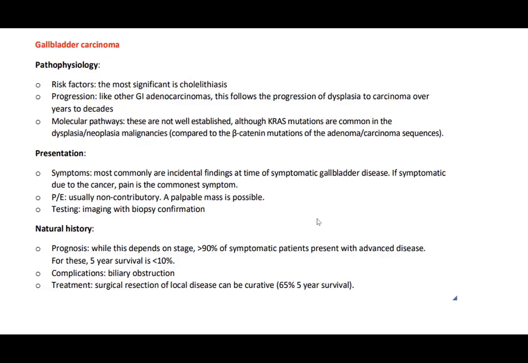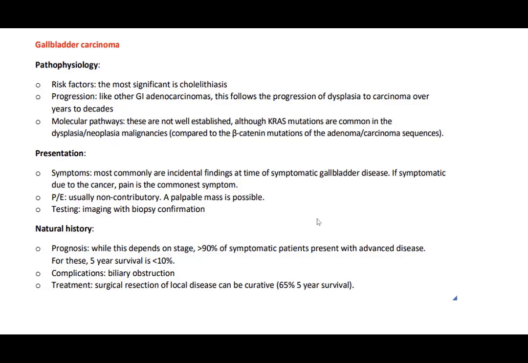Gallbladder carcinomas, on the other hand, the most common risk factor for this is cholelithiasis. So like other GI adenocarcinomas, this does follow a typical progression of dysplasia to carcinoma over many years to decades. And again, they're not well-established molecular pathways, but better so than with cholangiocarcinoma. We see KRAS mutations are very common in the dysplasia-carcinoma sequence, compared to beta-catenin mutations of the adenoma-carcinoma sequence. So these typically follow more of a GI adenocarcinoma histological pattern than the cholangiocarcinomas do.